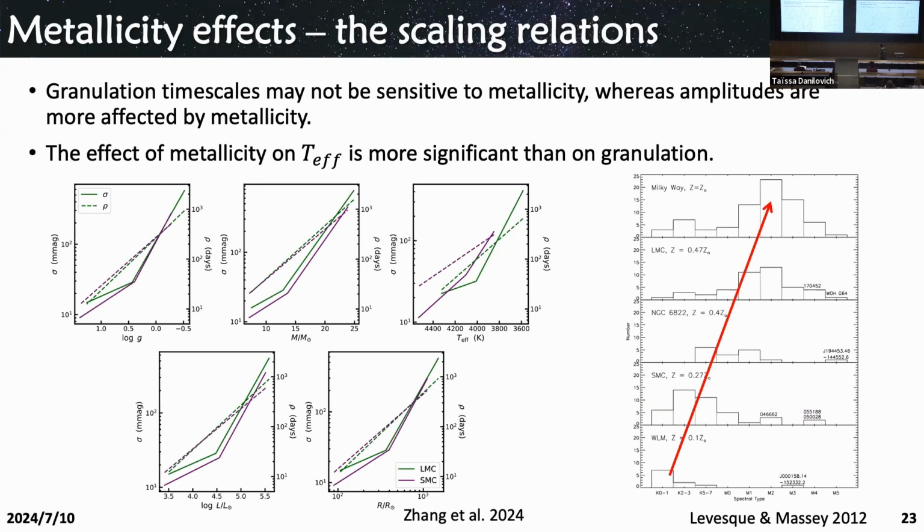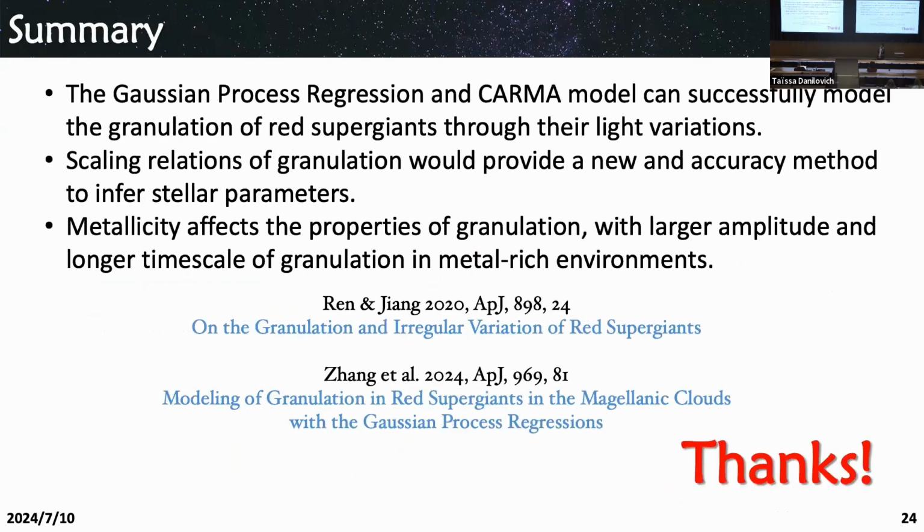This may be because Levesque and Massey show that the spectral type of red supergiant stars becomes later with increasing metallicity. It means K2 to K3 for the SMC and M1 to M2 for the LMC. It means a more significant difference in effective temperature in these two galaxies. So it also means the effect of metallicity on effective temperature is more significant than on the granulation, and that's why they are different. And this is my summary slide.